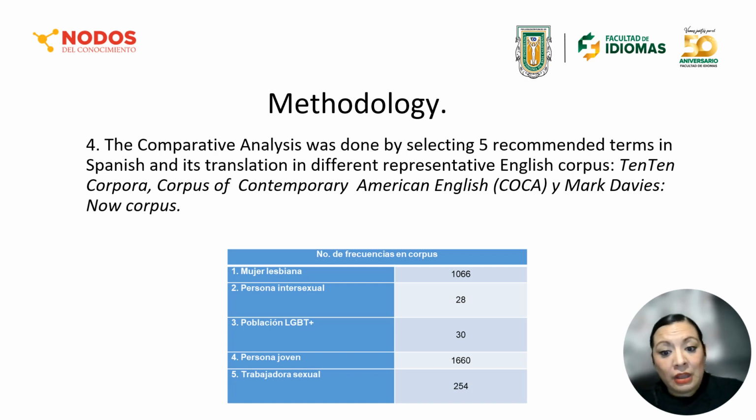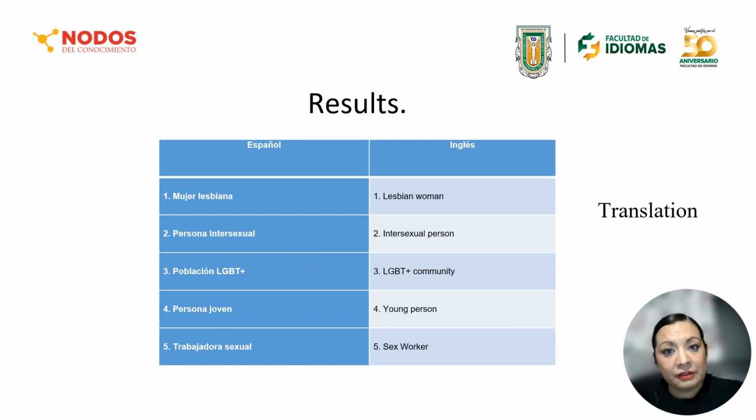The first one, the one with the majority of hits in this case, was persona joven. Then we have mujer lesbiana, trabajadora sexual, población LGBT+, persona intersexual. These were the terms that appeared the most in the Spanish corpus. So these five terms were the ones that we searched in our English corpora. So now you have here the results.